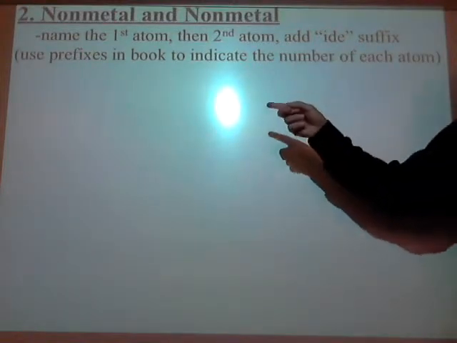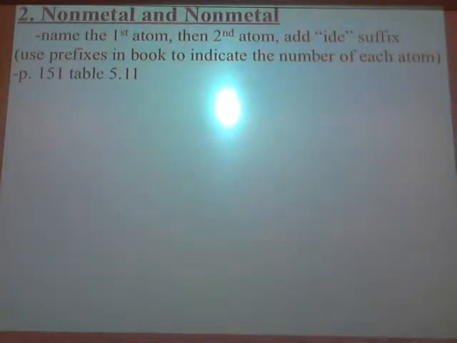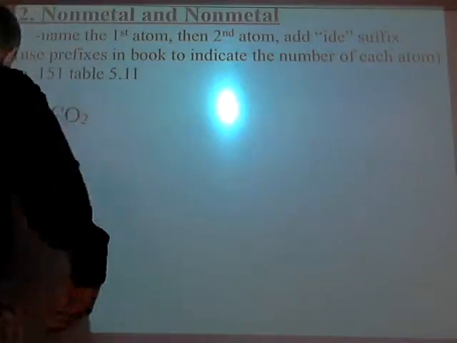So you've got to use a prefix. And those prefixes are on page 151 in a table. Don't open up to it now because you know most of them. You've got to use a prefix, not after, before the word, to tell you how many of those atoms you have. And a great illustration of that is carbon dioxide. That's what you would call CO2.